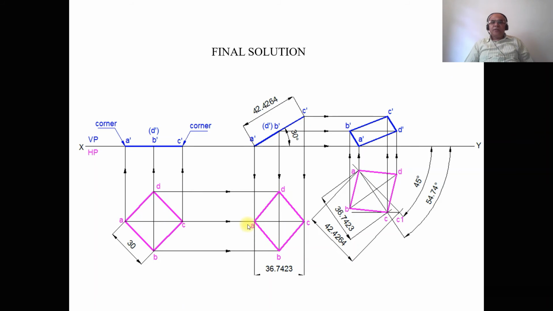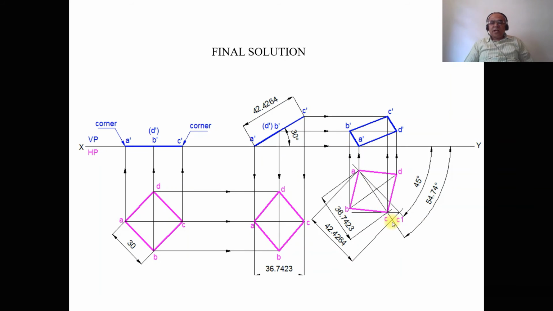Now take any convenient distance from the XY line, for the second position top view, and mark this point here, and then draw a horizontal line. Then, using the protractor, you measure an angle of 45 degrees with respect to the horizontal line, and draw an inclined line. So this is the true inclination line.